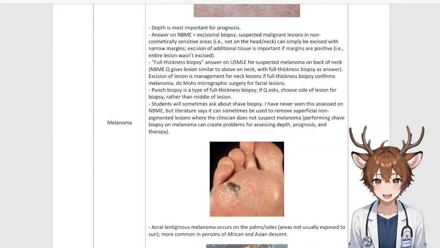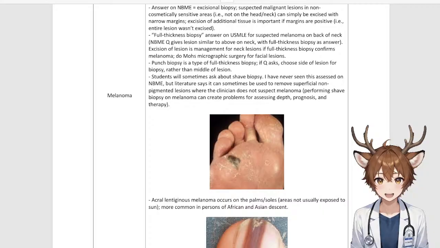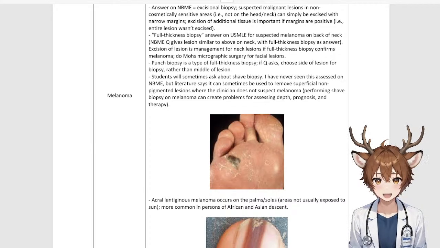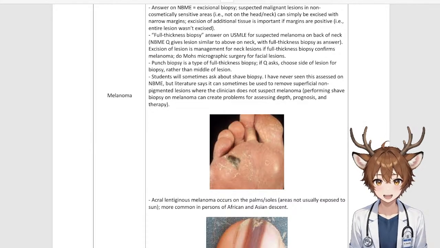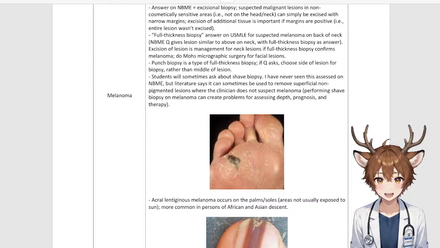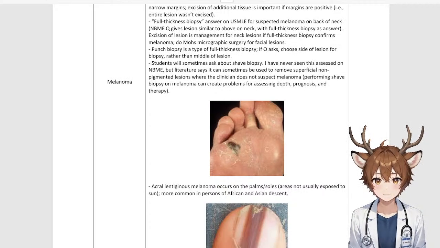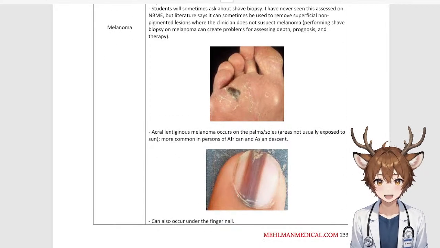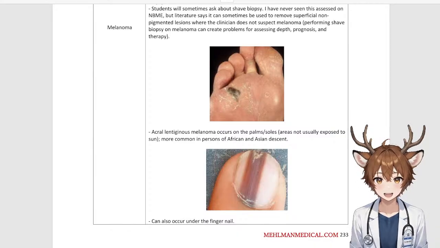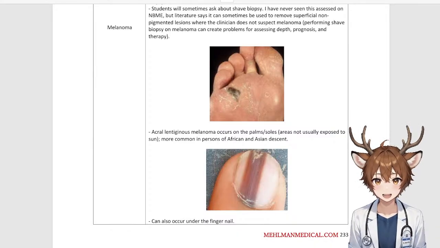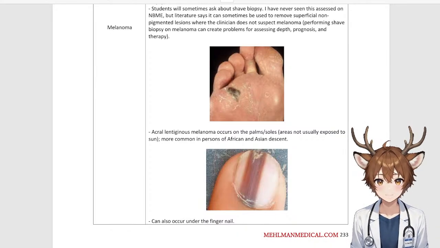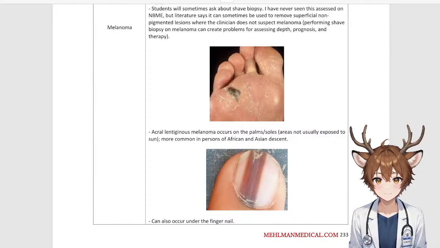So here's more melanoma right here. It says here acral lentiginous melanoma occurs on the palms/soles, areas not usually exposed to sun, more common in persons of African and Asian descent, which is another way of saying less common in people of European descent, or broadly speaking Caucasian descent. Can also occur under the fingernail.